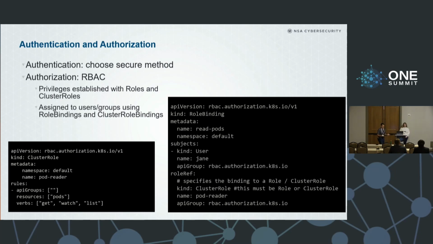Namespaces in Kubernetes clusters can be used to partition resources. They don't provide any isolation themselves, but they can be used when assigning authorization policies, and also when assigning network policies to isolate resources. In this example, we've got a role binding that takes the previous pod reader role and binds it to the user Jane in the default namespace.